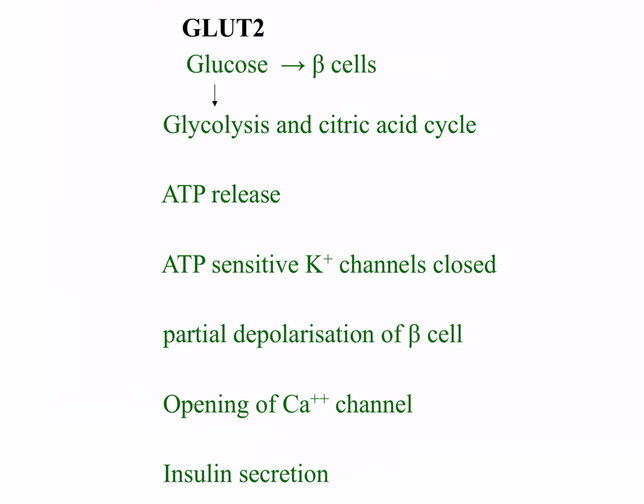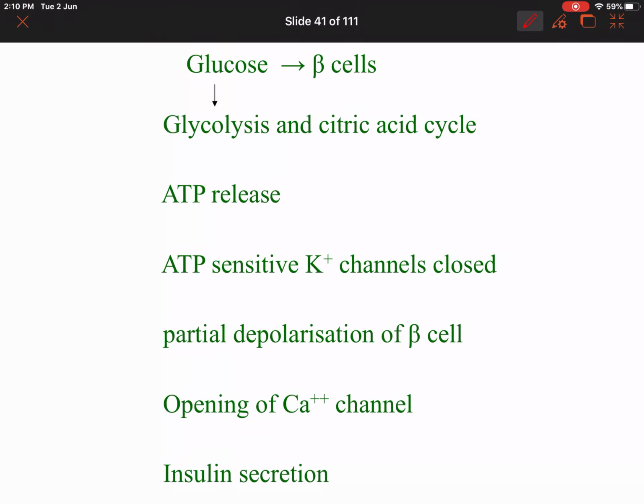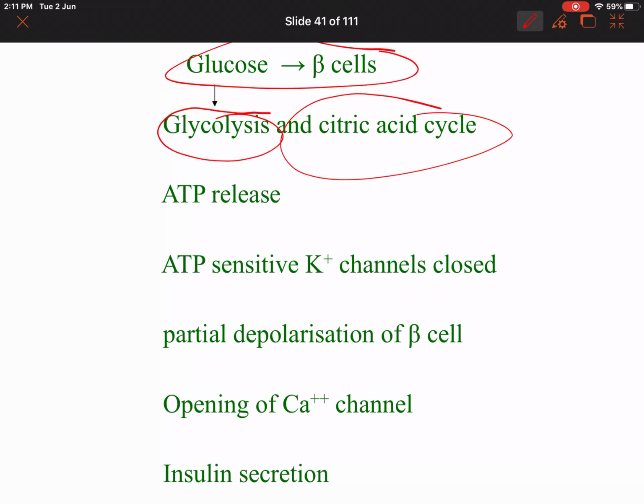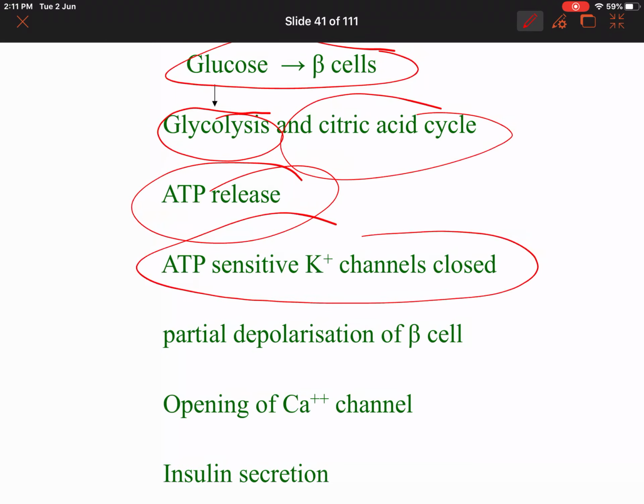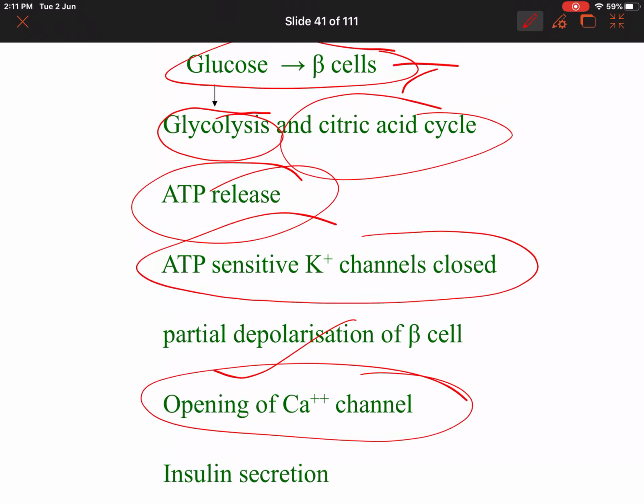How is insulin secreted? When food is eaten, the glucose enters into the beta cells of the pancreas. They undergo glycolysis and the TCA cycle to produce ATP. This ATP blocks the ATP sensitive potassium channel. Once these are closed, the cell will undergo partial depolarization, and opening up of the calcium channel happens. This calcium channel is going to cause depolarization, which is going to result in insulin secretion.